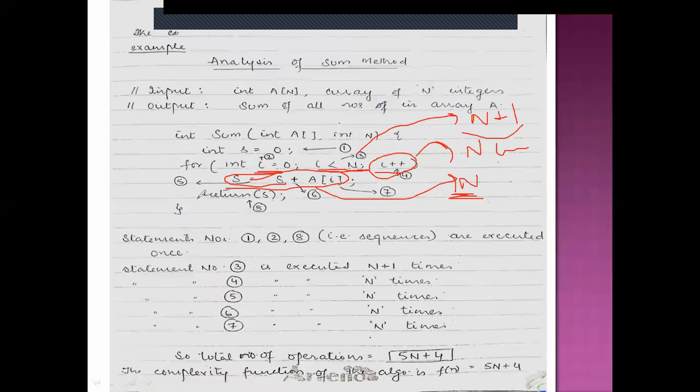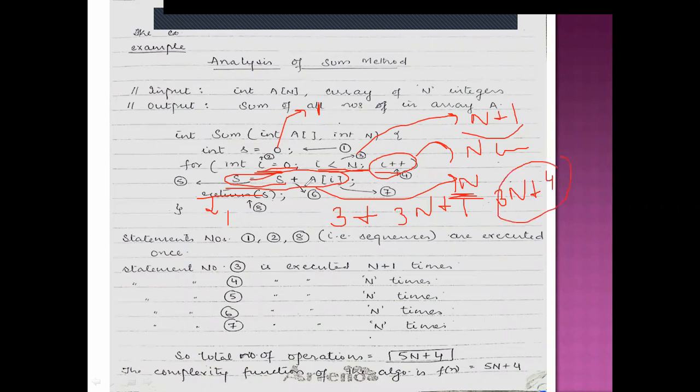Okay, so how many times is the return statement being performed? 1 time. Okay, so this is also 1 time and this is also 1 time. So 1, 1, 1 will become 3. Plus, I'm calculating the total number of operations: n plus 1 plus n plus n. So it will become 3n plus 1. So actually you are getting 3n plus 4. 3n plus 4. Okay.